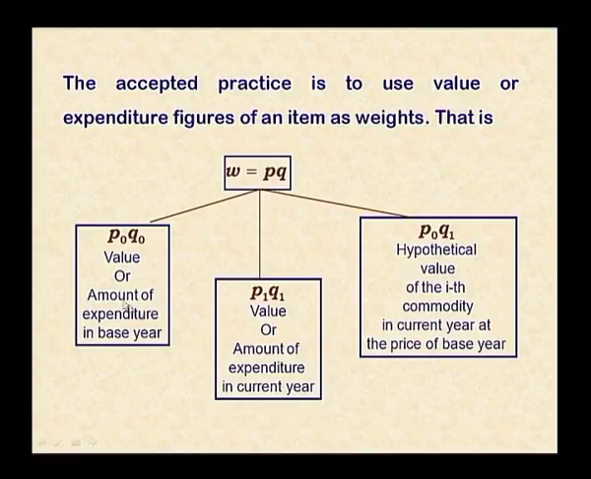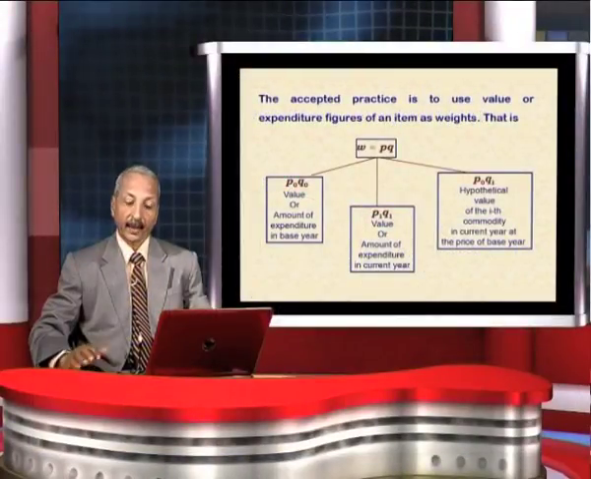that is, this gives the value or amount of expenditure in the base year, or we can take W as the product of P1 Q1, that is, value or amount of expenditure in the current year. Also, the value of W can be taken as P naught times Q1, or in particular for the ith item it will be P naught i times Q1 i. It is the hypothetical value of the ith commodity in the current year at the price of the base year.